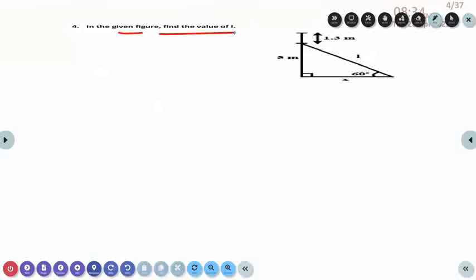So we are going to use some trigonometric ratios. For example, this angle is given to be 60 degree. Now if we calculate sine 60 degree, sine theta is equal to P by H, perpendicular by hypotenuse. What is the perpendicular? Perpendicular is 5, and the hypotenuse is L. So sine theta is equal to P by H, which is equal to 5 by L.